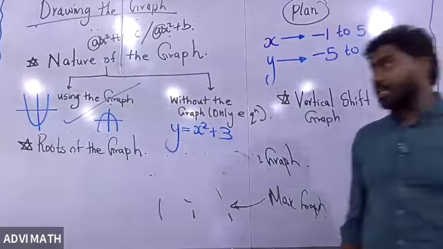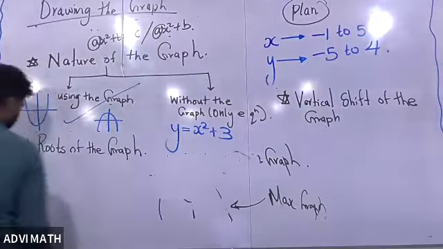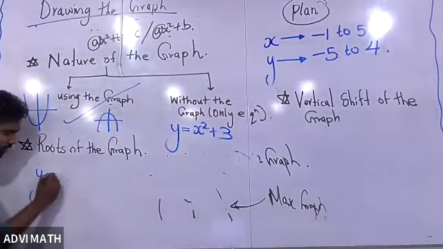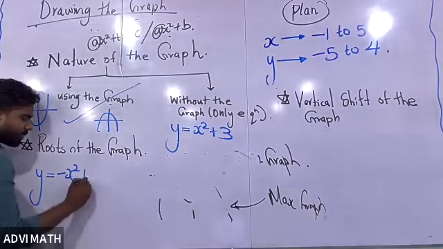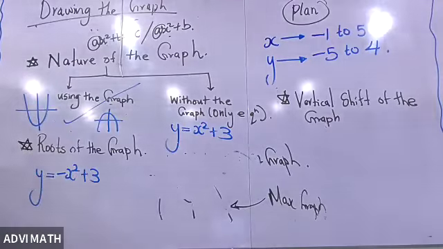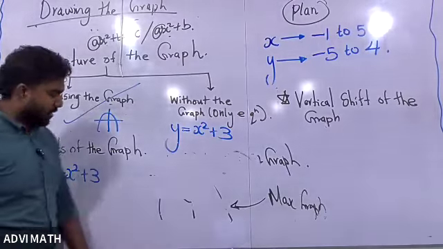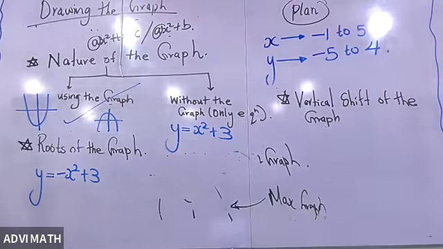Now I'm going to ask a question here to each and every individual person. Now y equal minus x squared plus 3. Afra, Semi, is this a minimum graph or maximum graph? This is the maximum graph. Is it correct? Yes or no? Sure? Yes.